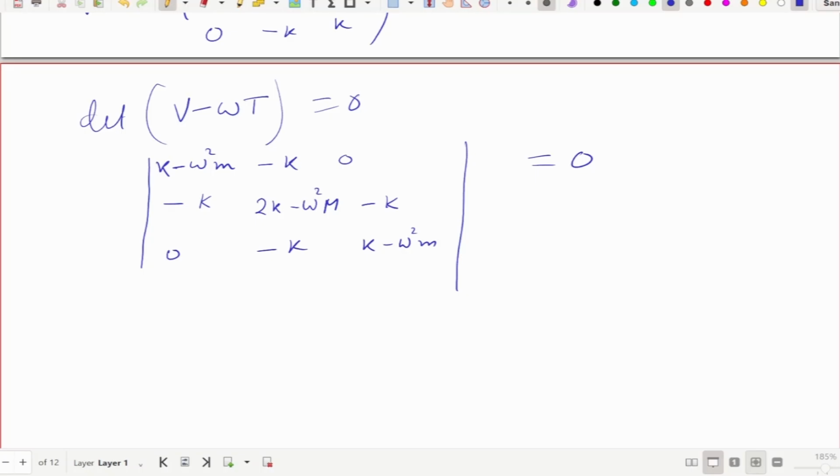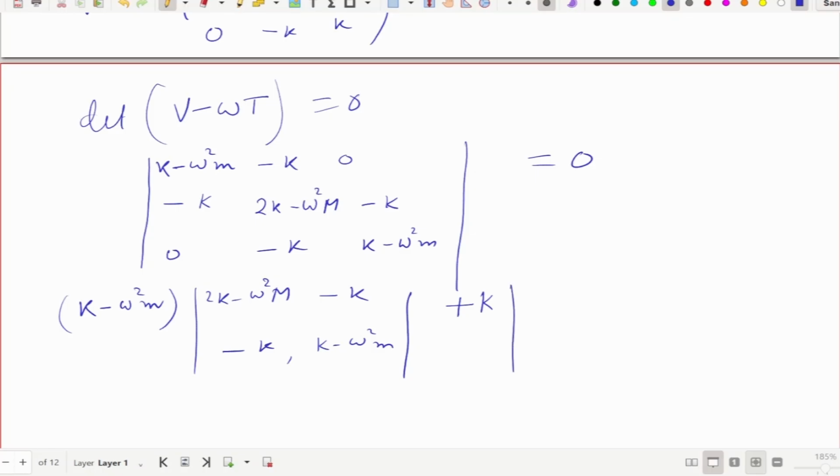Okay. So, if we break it, (k minus omega square M) times the determinant of (k minus omega square capital M, minus k; k minus omega square M), then minus k. And there will be a minus term from the determinant rule. So, minus k times the determinant with 0 and k minus omega square M. So, this will be 0.